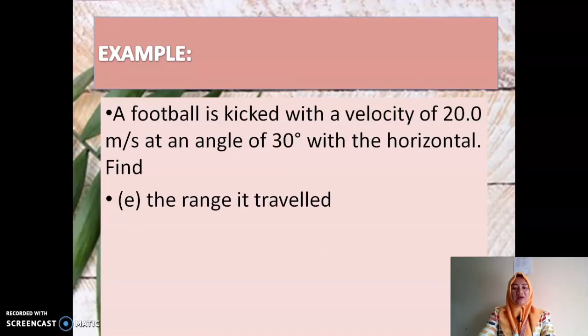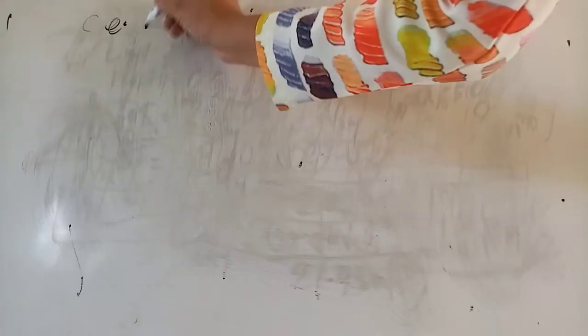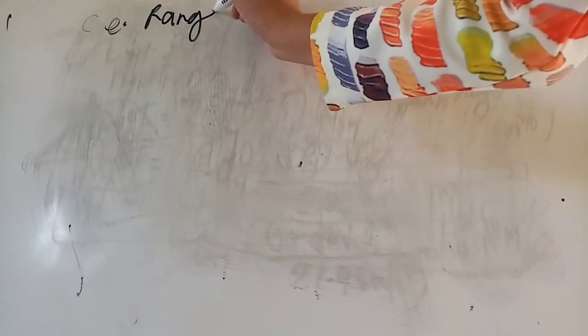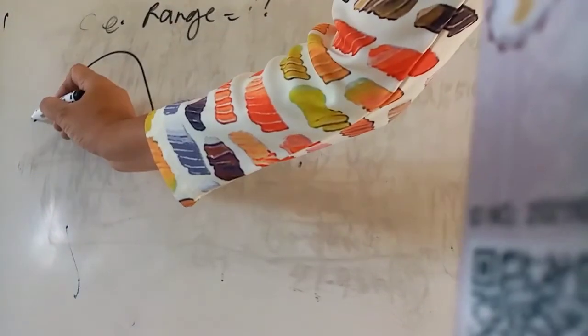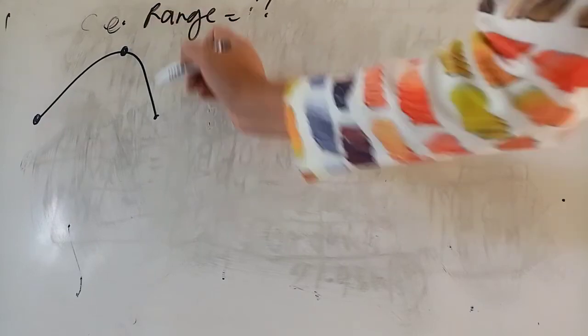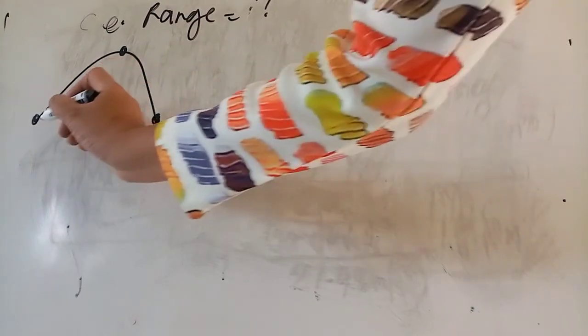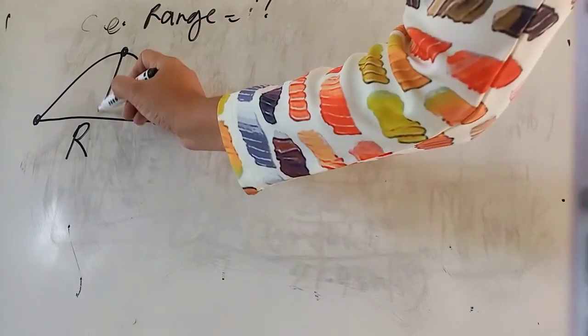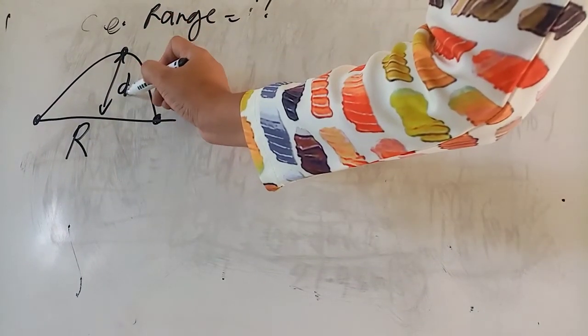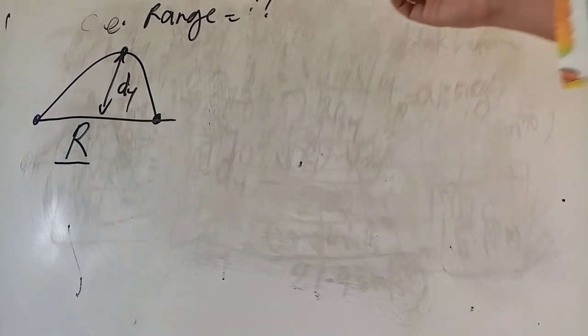Letter E, the range it traveled. You're asked to get the range. How can we identify the range? You have to recall, if this is the initial point, this is the maximum point, and this is the final point, our range is this one. If this one is our d y, this is our range. How are we going to get that?